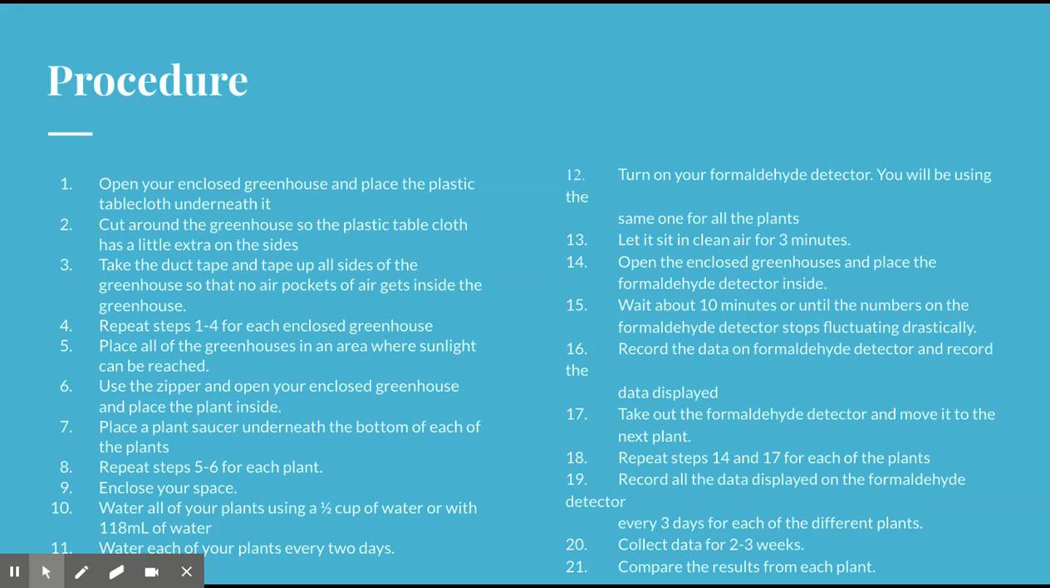Procedure. For my procedure, I first opened up the greenhouses and cut the plastic tablecloth around it so that no air underneath could get inside of it, and duct taped the sides so that it was as enclosed as possible. After that, I placed each plant inside one of the enclosed greenhouses, and then watered them the first day. After the first day, I started to collect data every 3 days and watered them every 2 days.